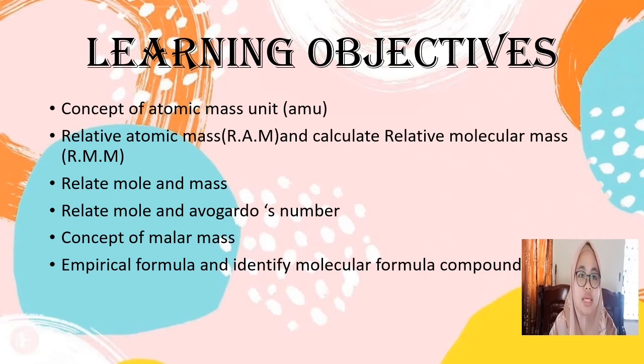In this chapter, the learning objectives are: you can understand the concept of atomic mass (AMU), understand relative atomic mass (RAM) and calculate relative molecular mass (RMM). You can relate mole and mass, relate mole and Avogadro's number, understand the concept of molar mass, and calculate the empirical formula and identify the molecular formula of a compound.